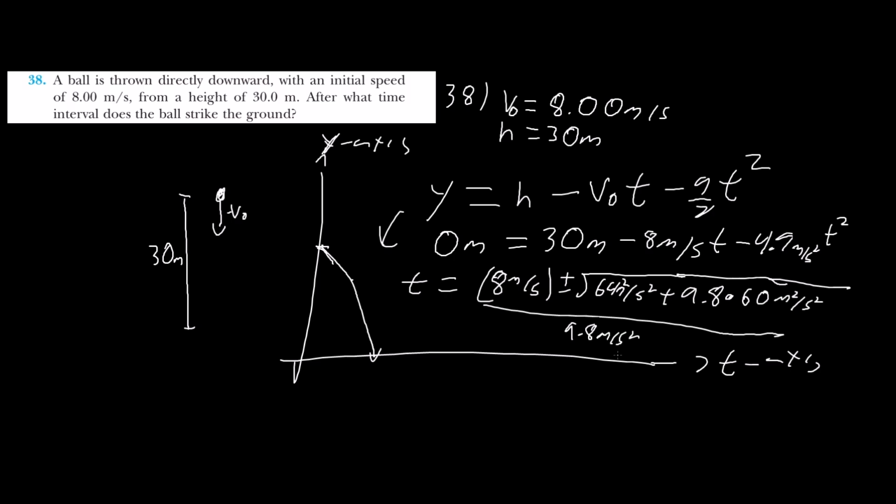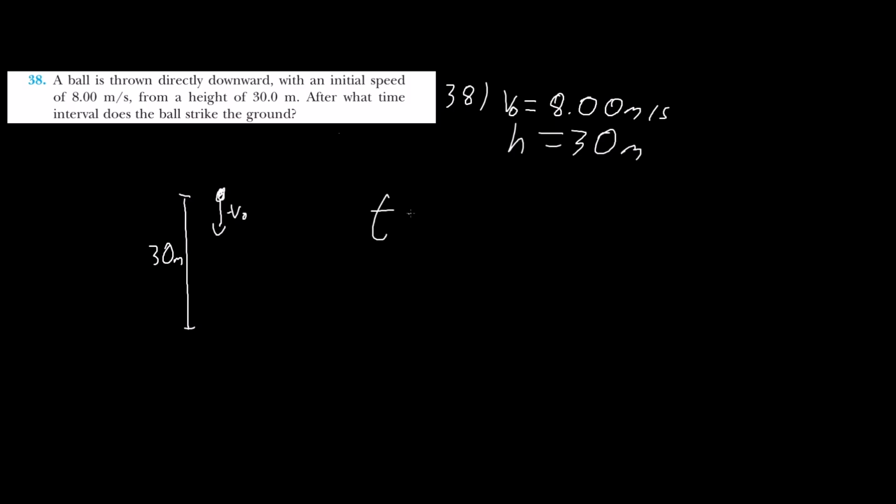H minus vt minus 4.9 t squared. It does get us a 0. Anyway, the answer is going to be t being 1.79, I think. 1.79 seconds. I hope I didn't screw it up somewhere, but that's all right.